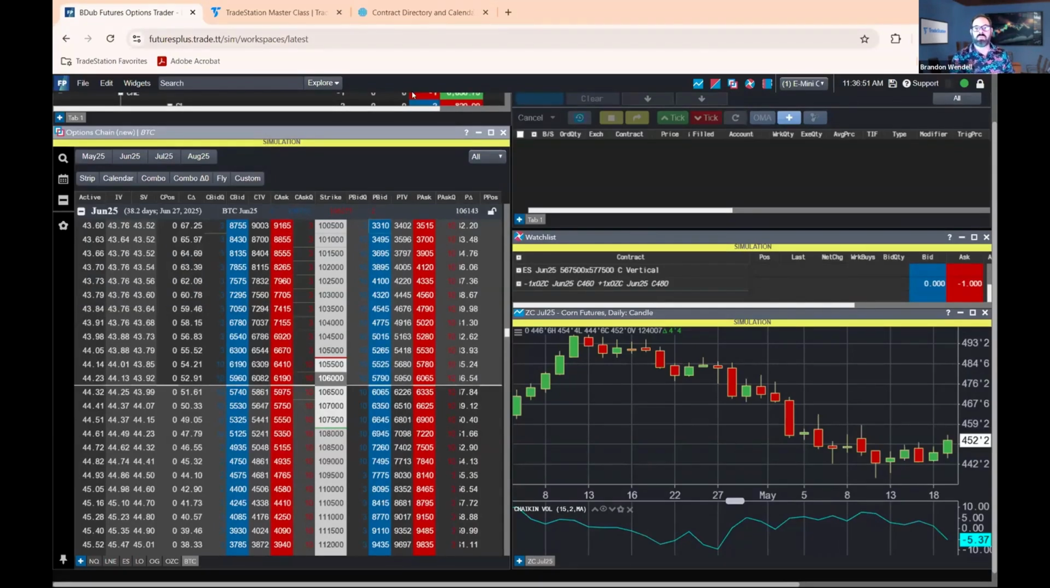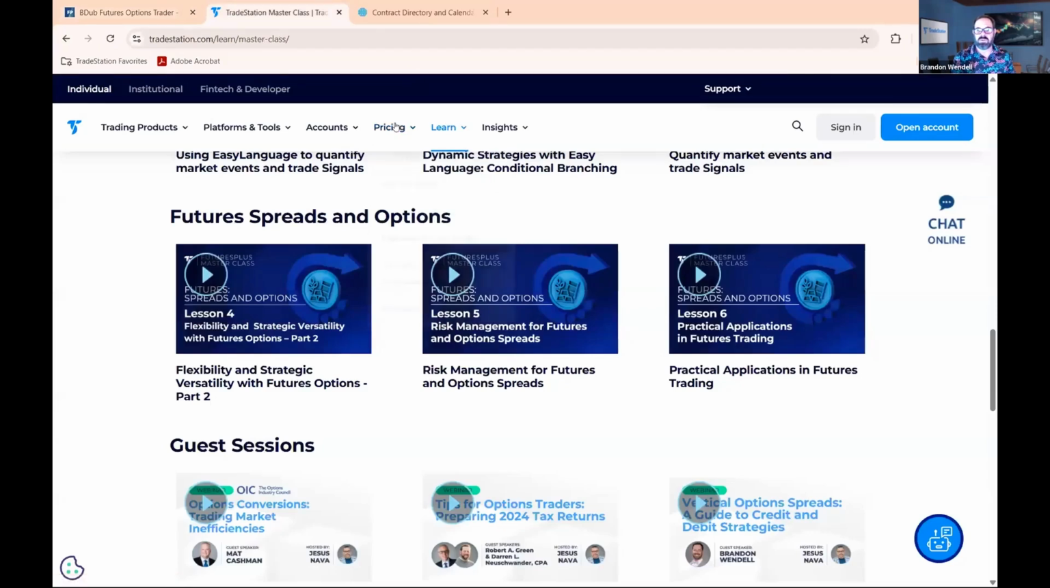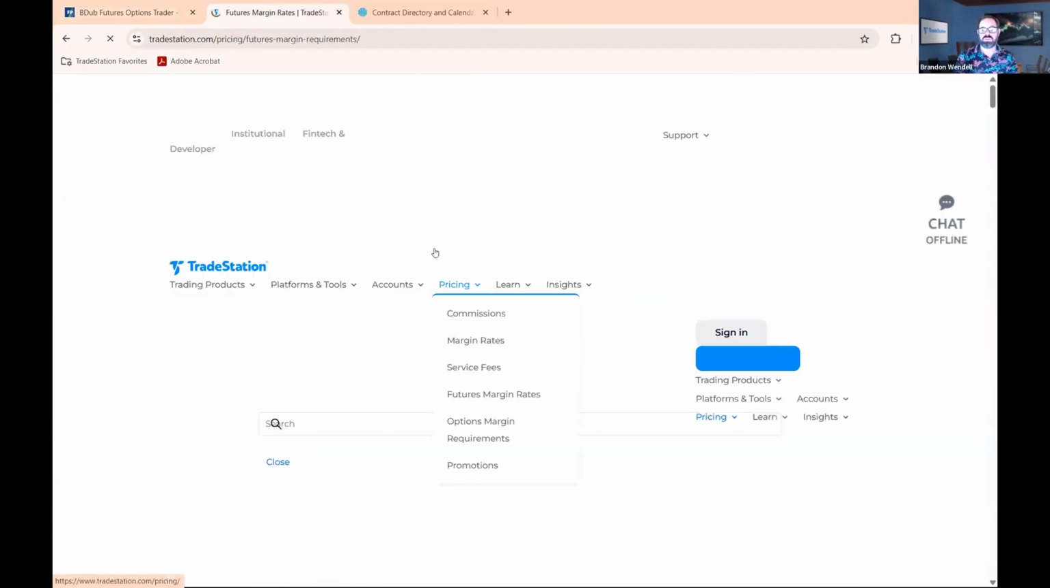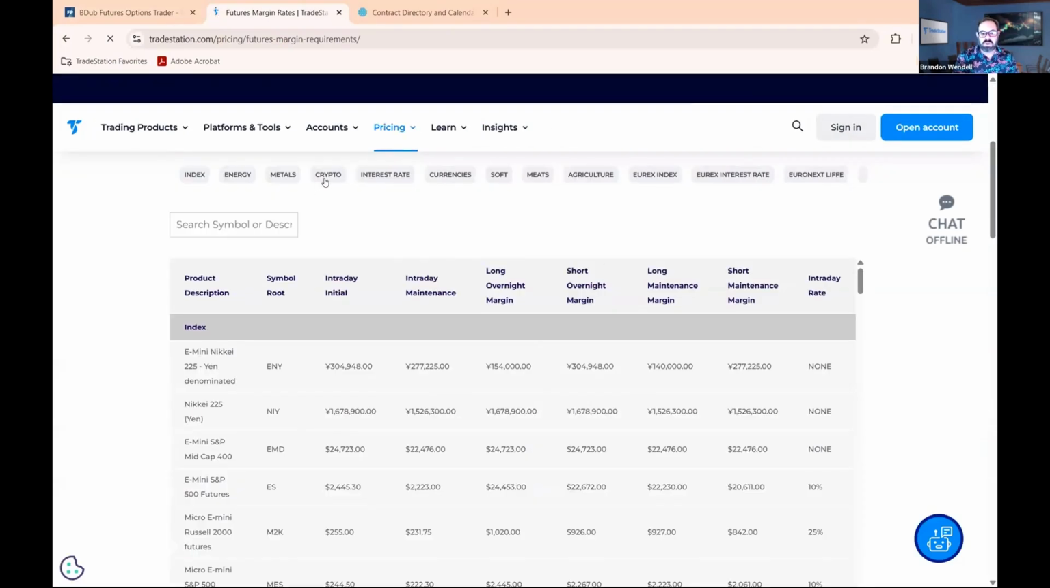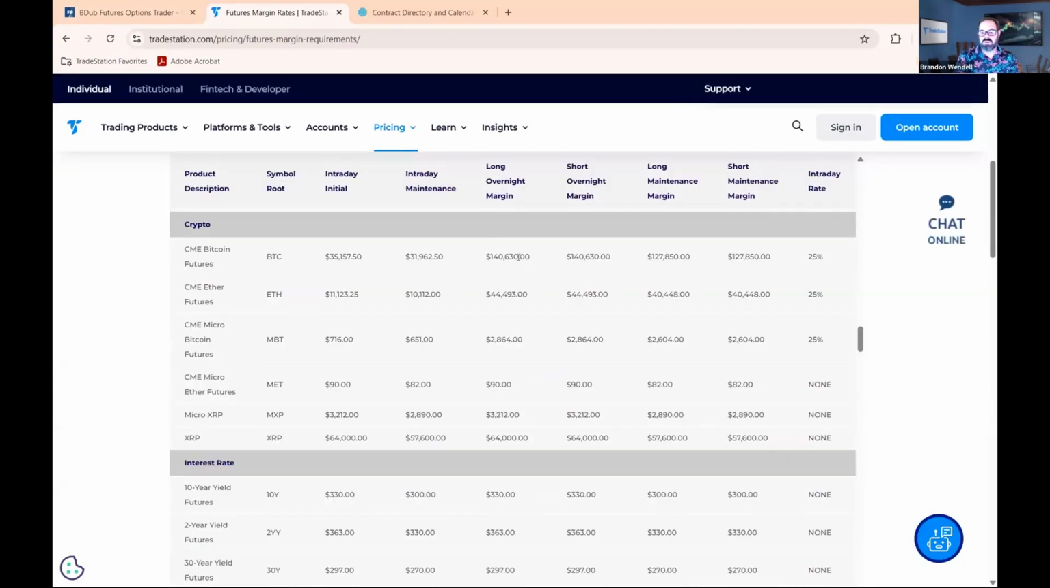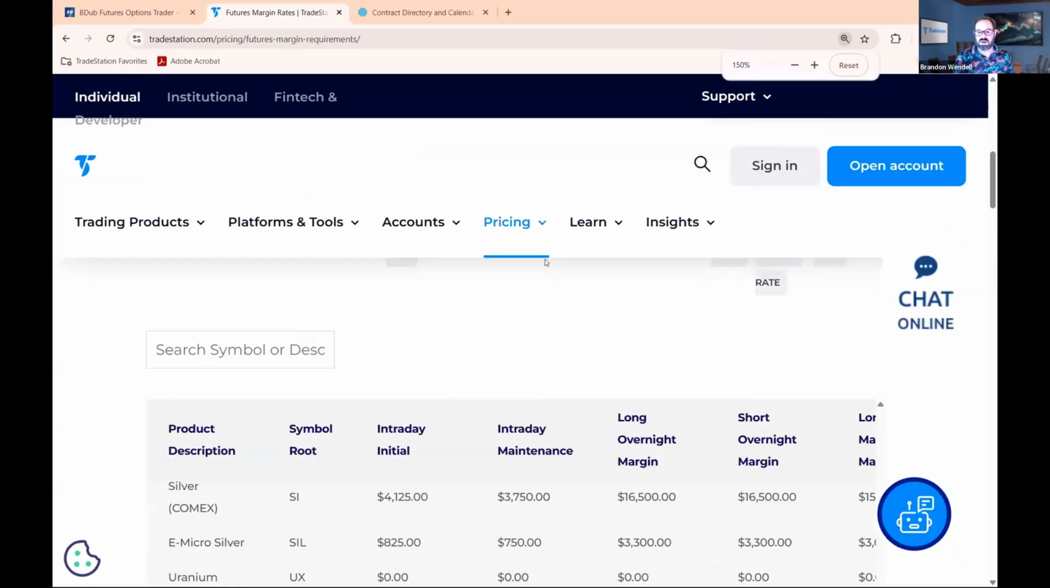Now, what is the margin? And I'm off that right now. But if we were to look at the margin for Bitcoin right now for the actual underlying futures contract, crypto, Bitcoin, overnight margin, bad. It's only $140,000.